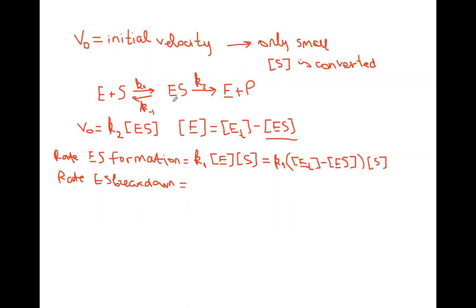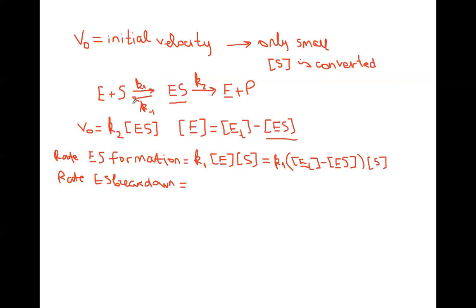Now once you have this complex here, there are two ways for it to break down. You can go back to regenerate the starting materials with the reaction constant K-1, or you can commit to the reaction and produce the product. So there are two ways for the ES to break down.